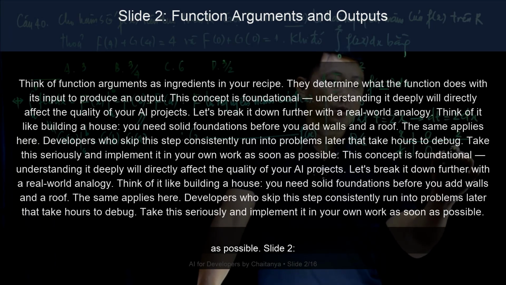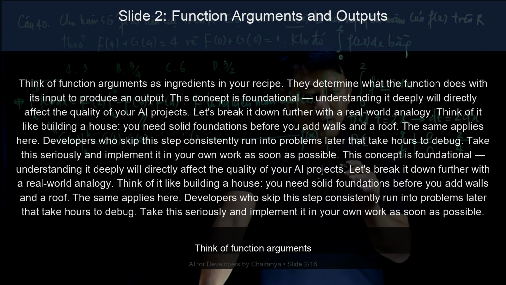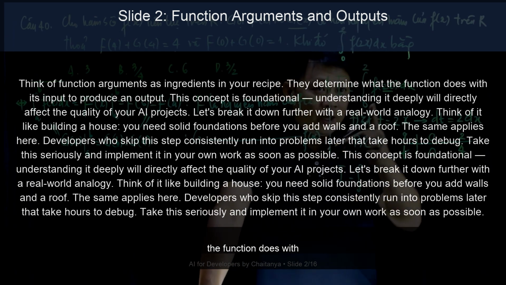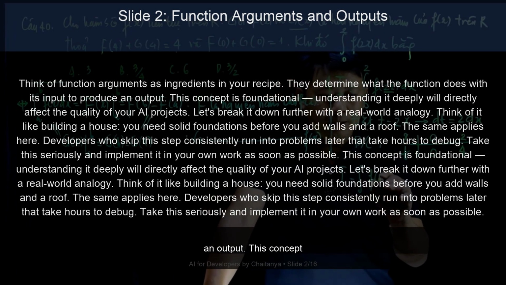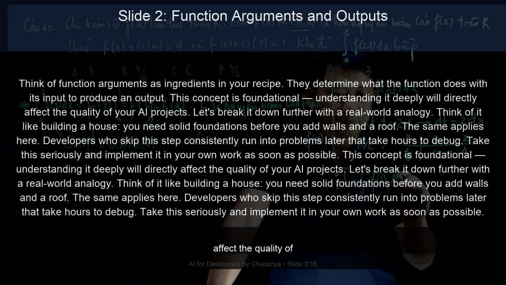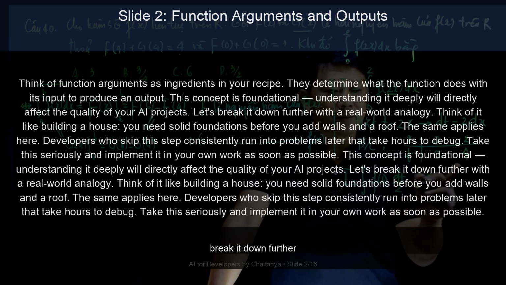Slide 2. Function arguments and outputs. Think of function arguments as ingredients in your recipe. They determine what the function does with its input to produce an output. This concept is foundational. Understanding it deeply will directly affect the quality of your AI projects.